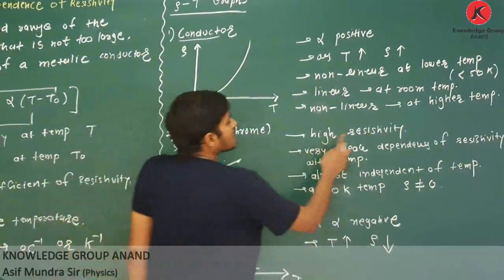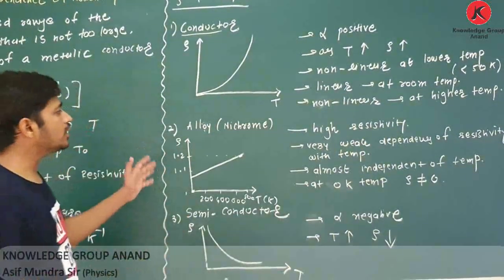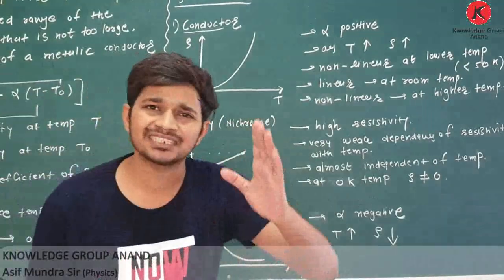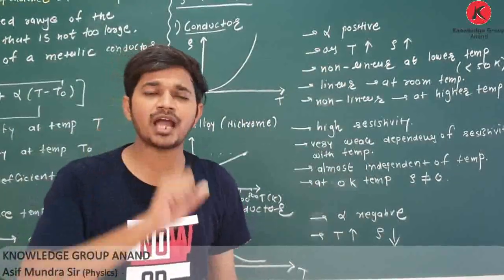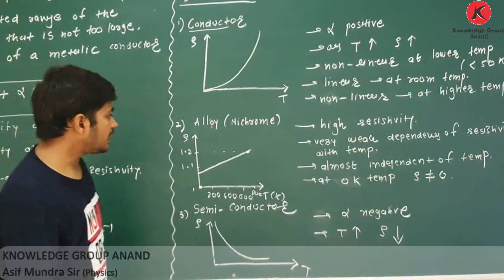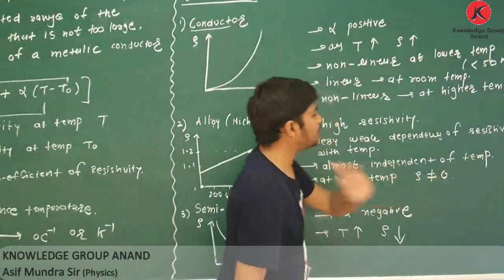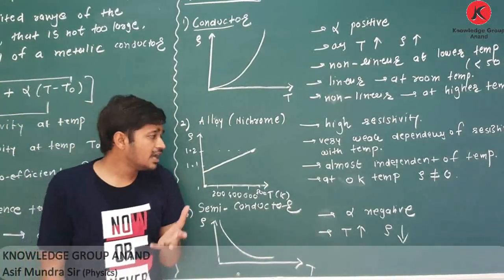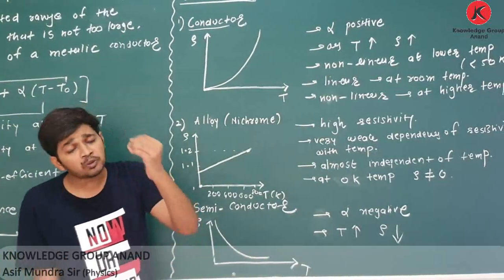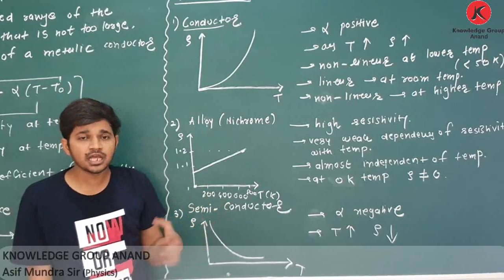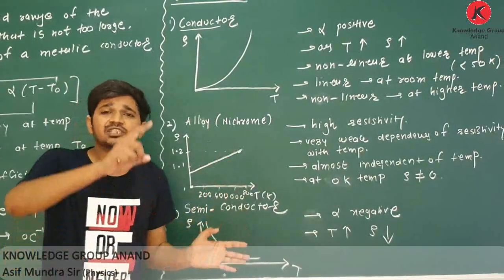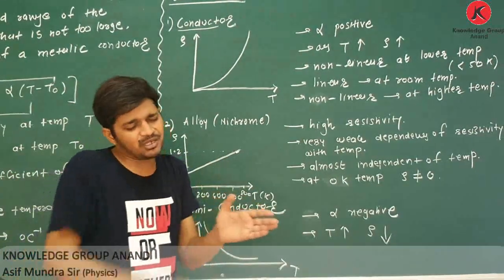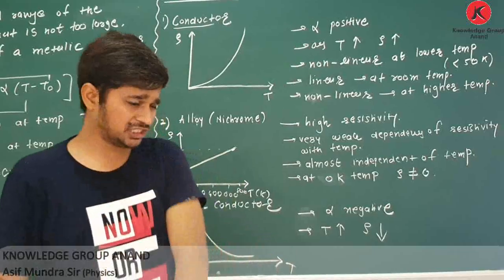Another point, high resistivity. Yes, alloys have a high value of resistivity that you can see from that table. Next point, almost independent of temperature. Manganese, one alloy, for that manganese resistivity is almost independent of temperature. It means if we change temperature, resistivity does not change.